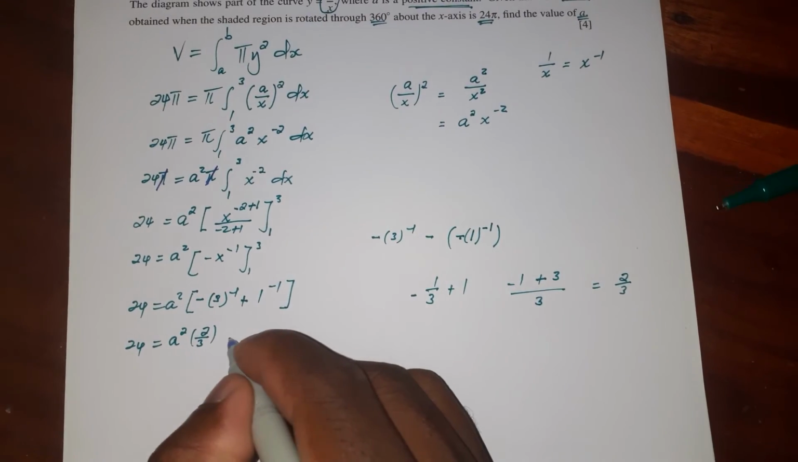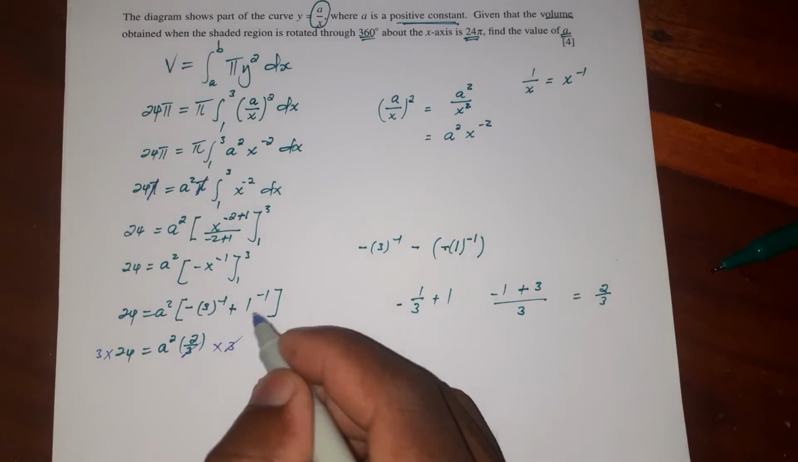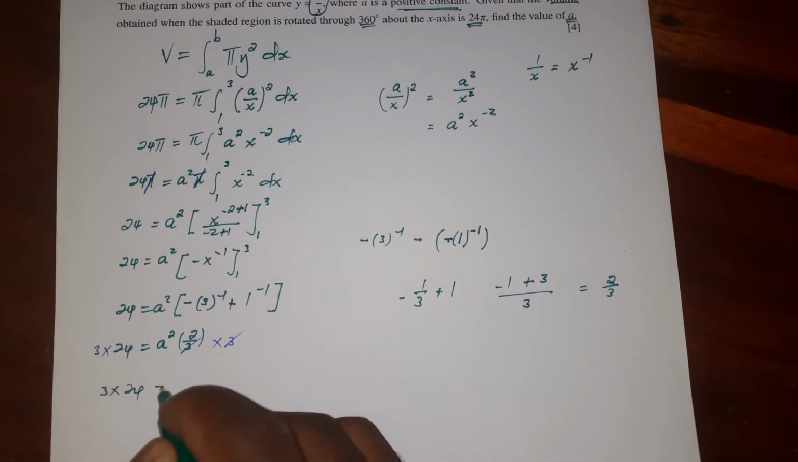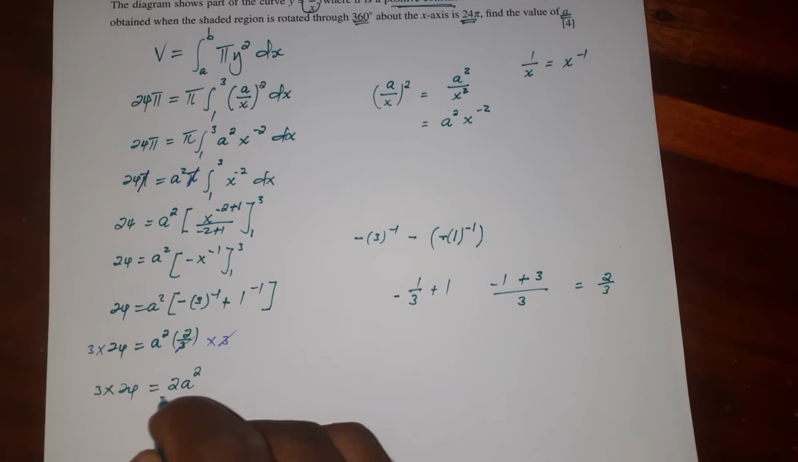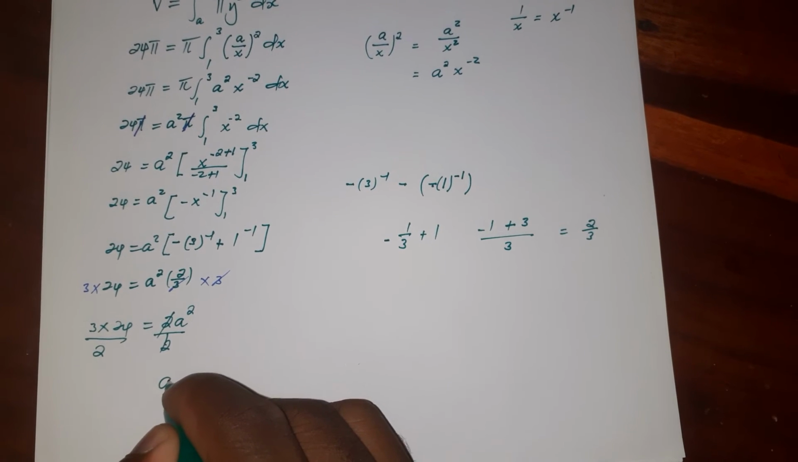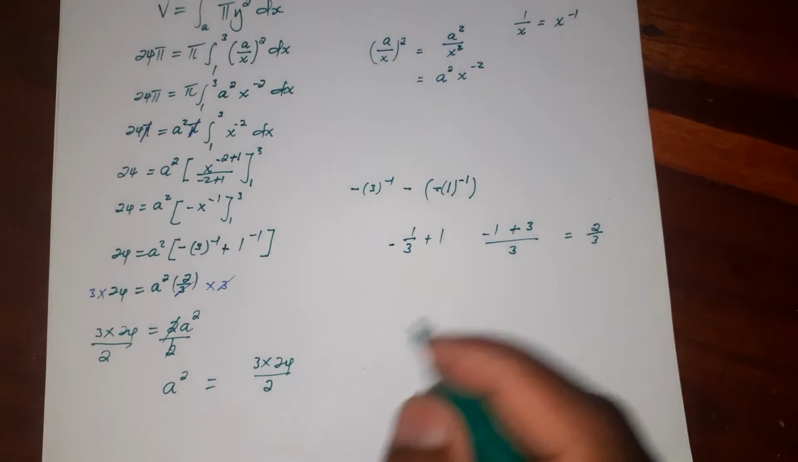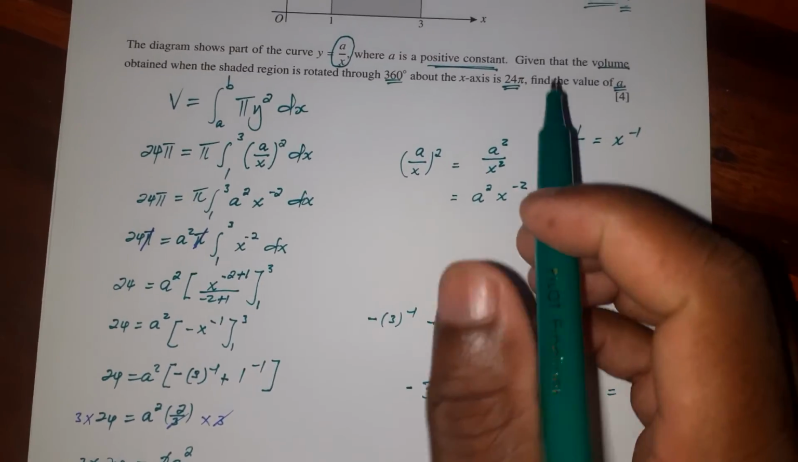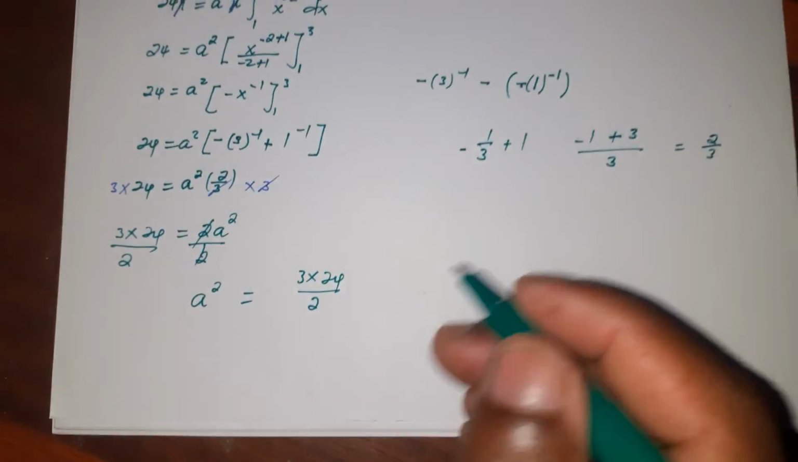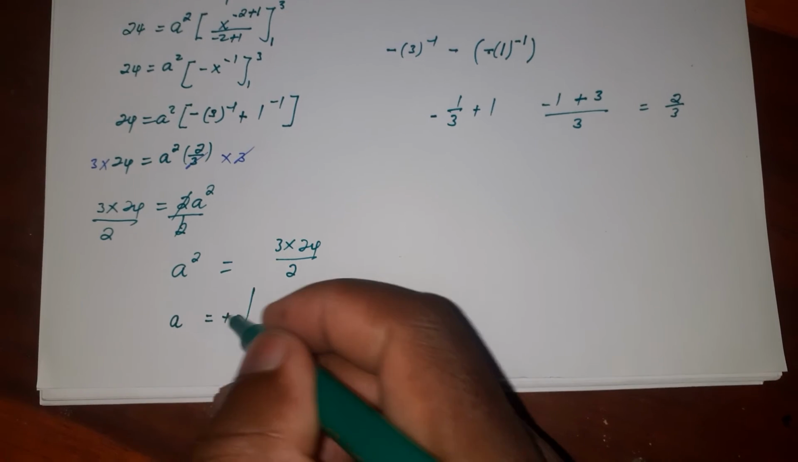So here I can now multiply both sides by 3, so that this 3 and that 3 can cancel, and then I have 3 times 24 equals to 2a square. I divide both sides by 2 so that that can cancel also, and then now my a square is equal to 3 times 24 over 2. But because we are interested in finding a, not a square, we have to take the square root on both sides. Here specifically we're interested in the positive.